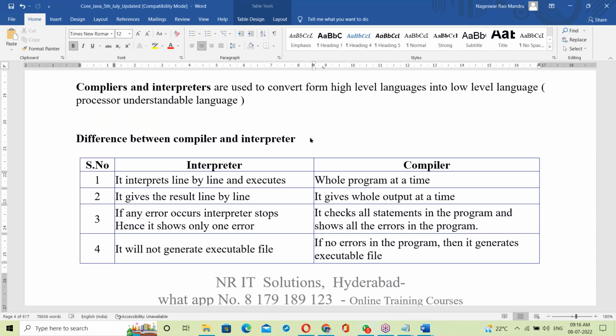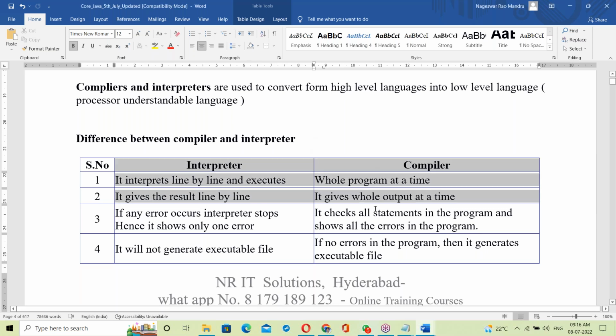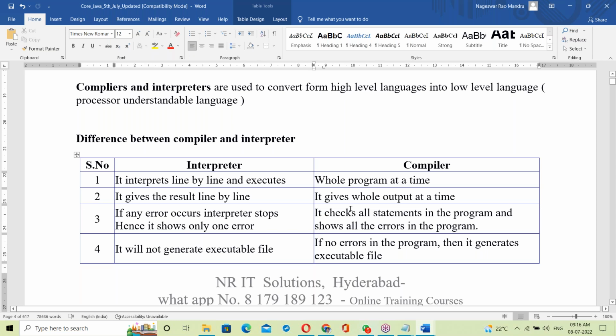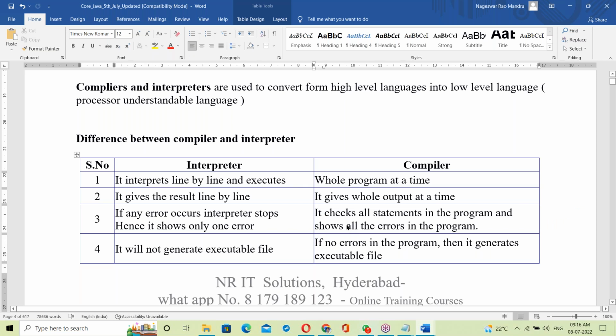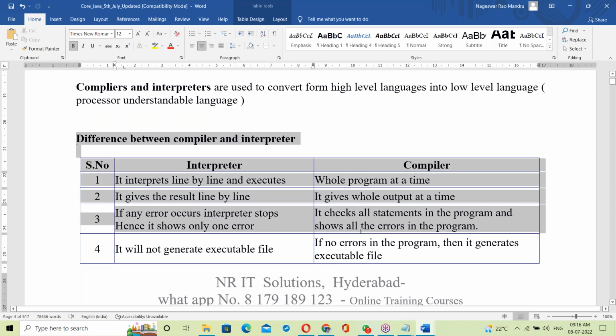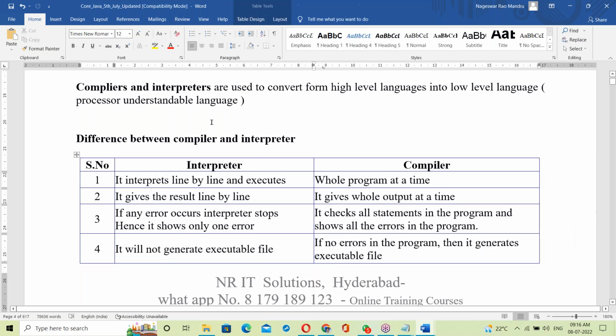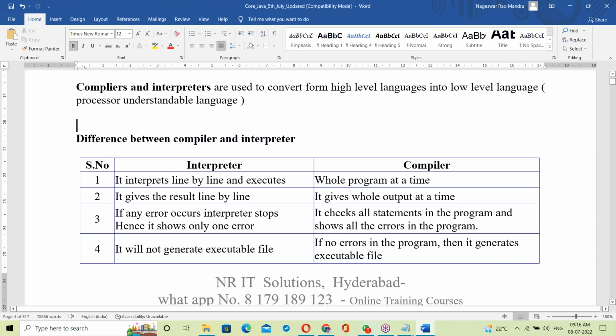The difference between an interpreter and a compiler will take almost 45 minutes, so we will continue tomorrow. We cannot do it today with a break in the middle. We have only 10 minutes left, and I can't finish within that time. So tomorrow we will continue about interpreter and compiler. That's all for today.